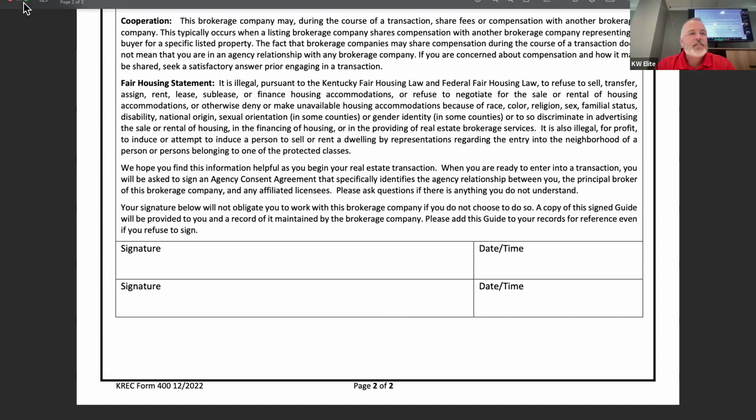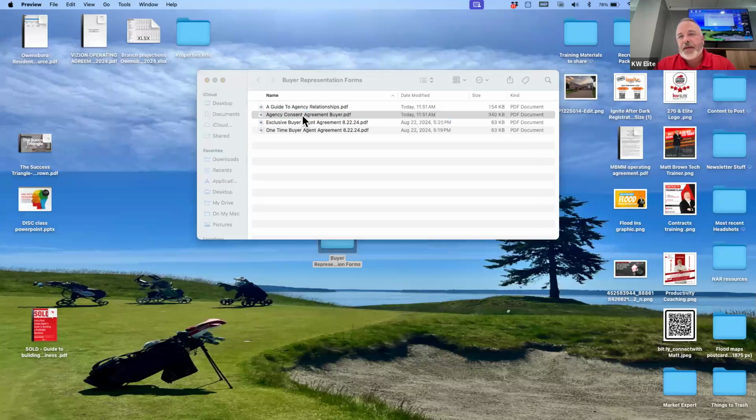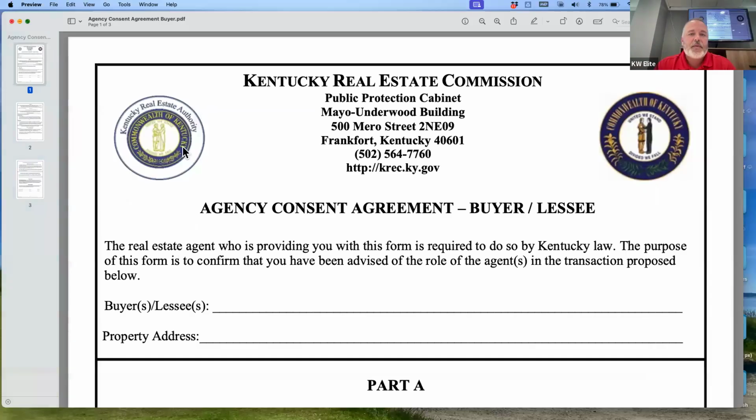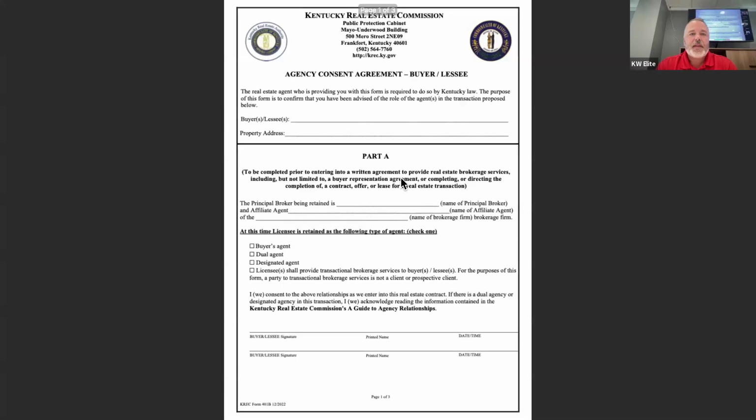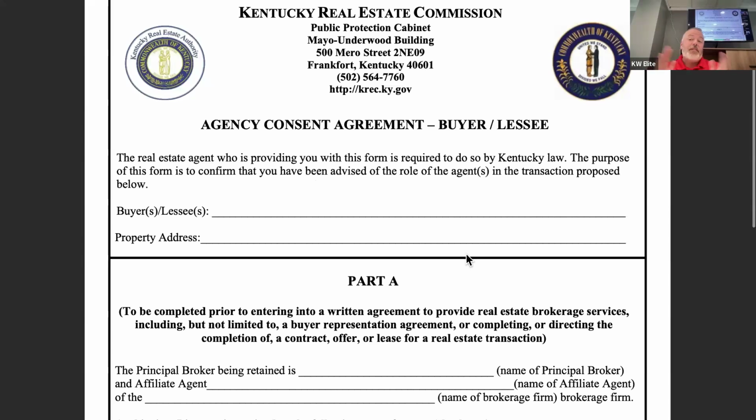All right, let me close this one. Next form, and this is the one that I've gotten a couple of questions about. So let me pull this up, zoom in for you a little bit. Okay, so first and foremost, this is agency consent. There are two different of these forms. This is the buyer one, there is a seller one.